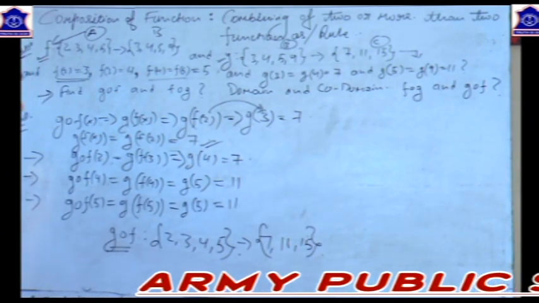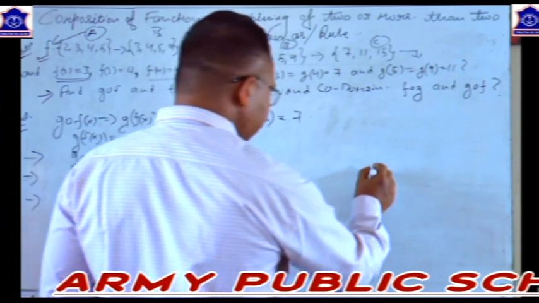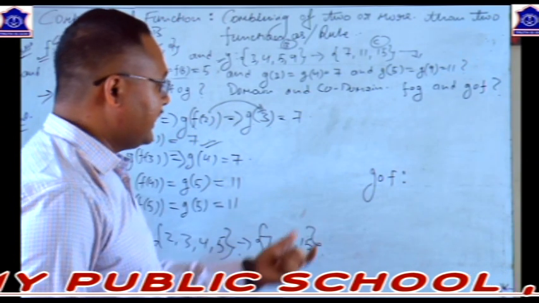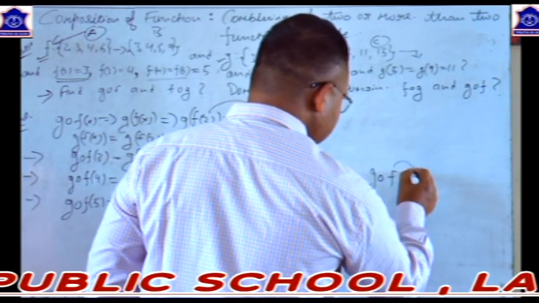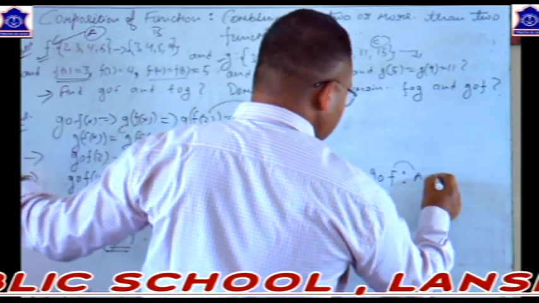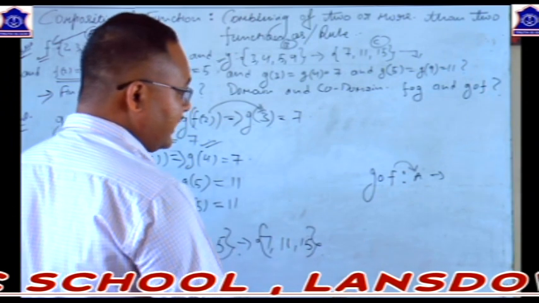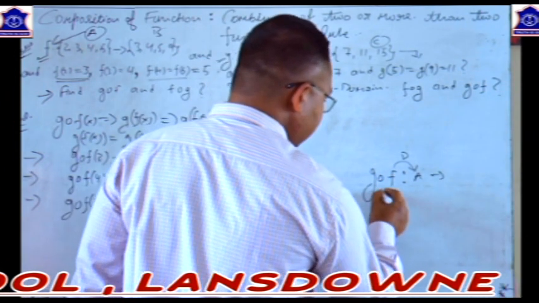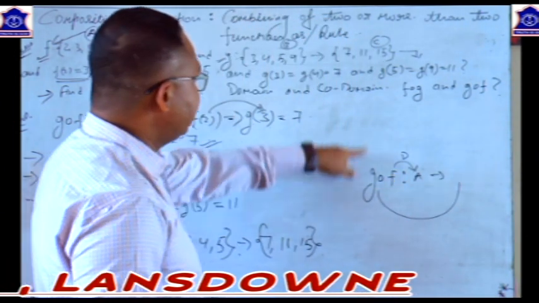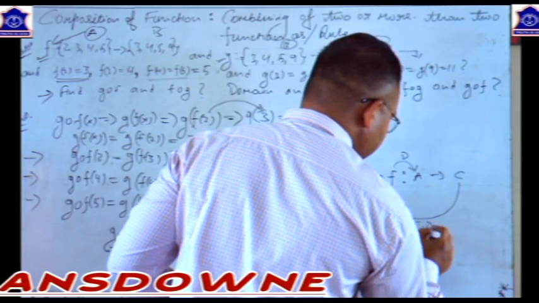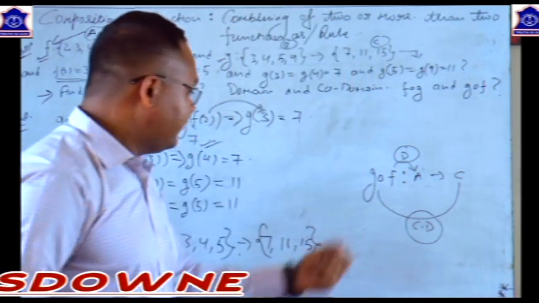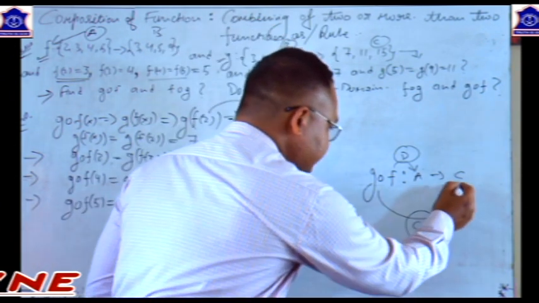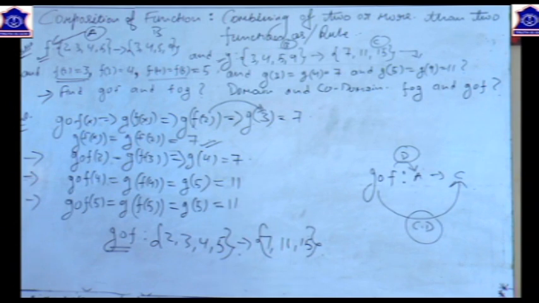And I have explained this concept in a previous section: whenever such a composed function is obtained, the domain of this composed function is the same as the domain of the first function. Okay. And the codomain of this composed function is the same as the codomain of the first function, and the codomain of the first function is set C. So here we have obtained a composed function gof, whose domain is A and whose codomain is C.